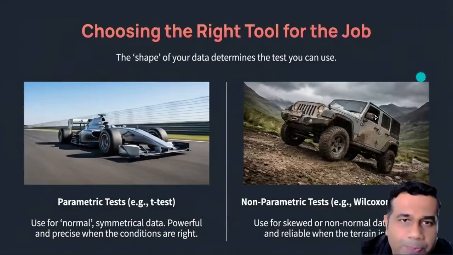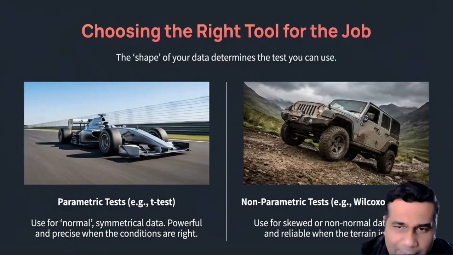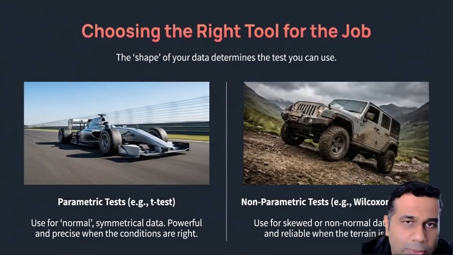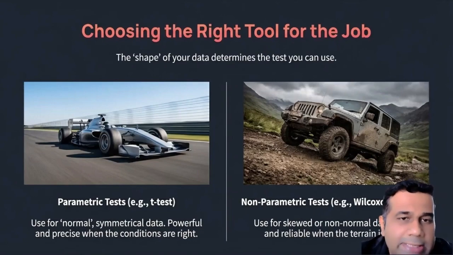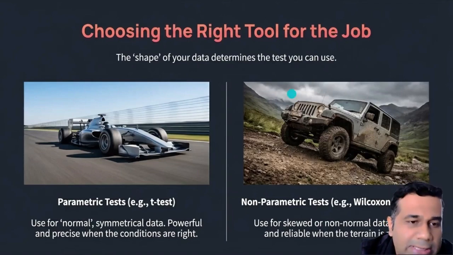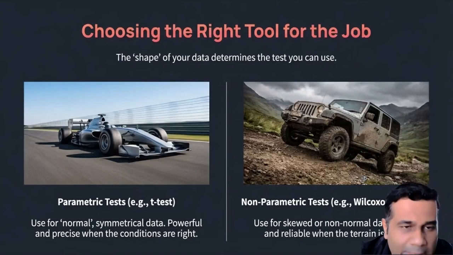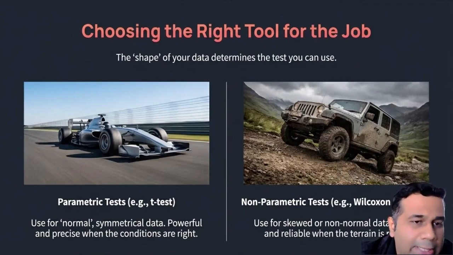Now comes the main part, choosing the tool. So far we discussed the p-value and the confidence interval. But if the statistical test that you choose is wrong, then everything is in vain, right? This is determined by the shape of your data, whether your data is normally distributed or not normally distributed, whether you have skewing and all.